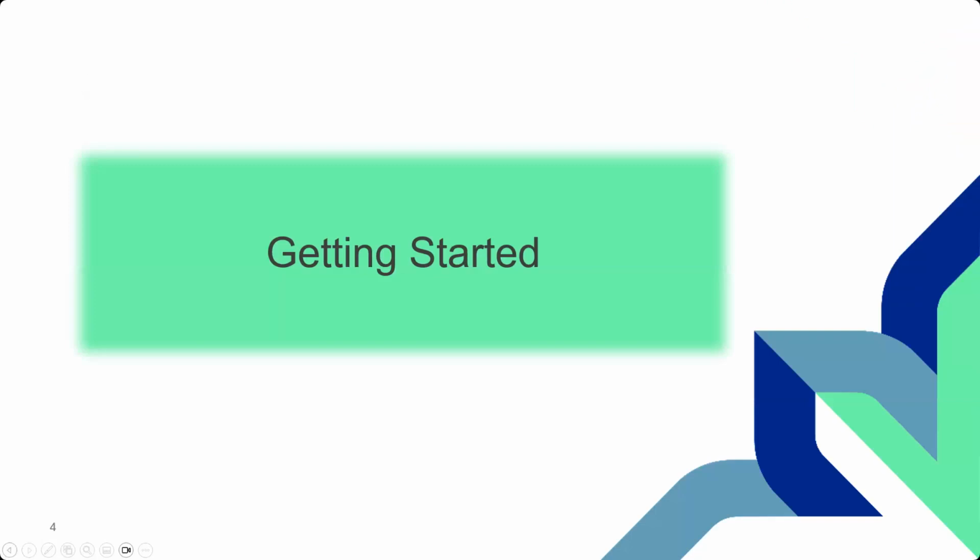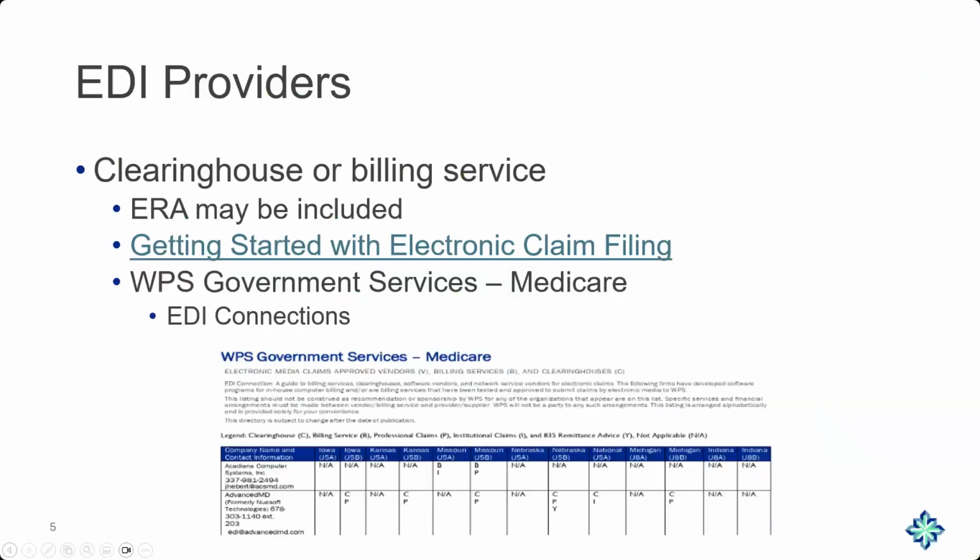Before we get too far into this function, I have a couple of things that I need to cover. If you are currently enrolled as an EDI provider with WPS and you are using a clearinghouse or a billing service, then receiving an ERA may be included in your service. To find out, you can visit the WPS EDI webpage. I've included a link on this slide, but I want to show you how to navigate just in case you don't have a link to follow. So let's go out.